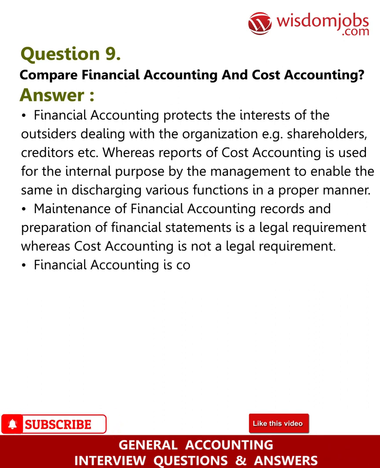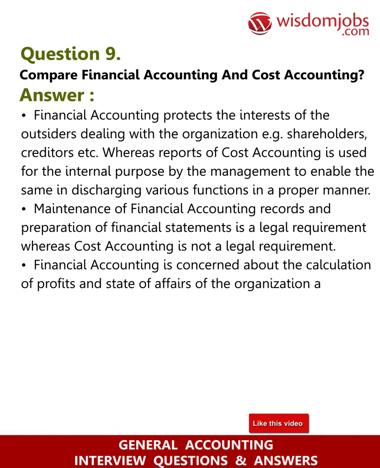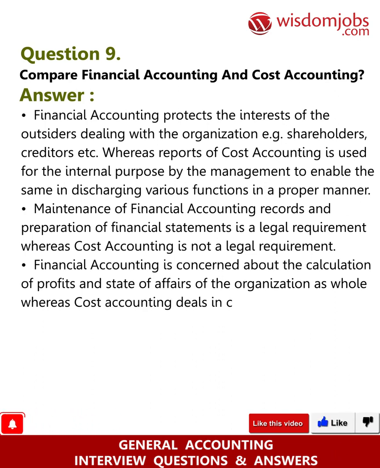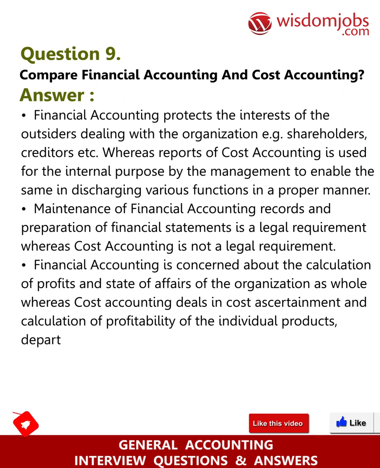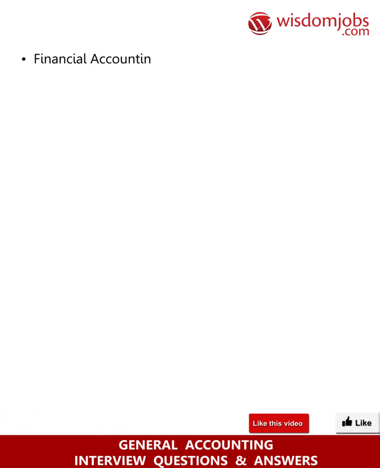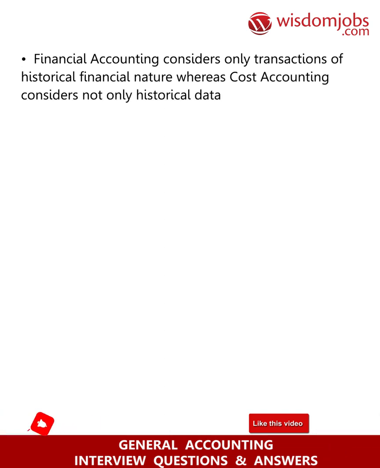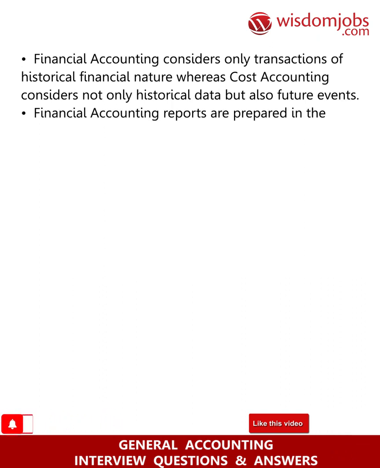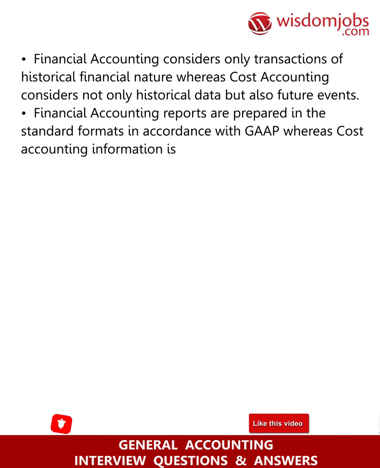Financial accounting is concerned with the calculation of profits and state of affairs of the organization as a whole, whereas cost accounting deals in cost ascertainment and calculation of profitability of the individual products, departments, etc. Financial accounting considers only transactions of historical financial nature, whereas cost accounting considers not only historical data but also future events. Financial accounting reports are prepared in the standard formats in accordance with GAAP, whereas cost accounting information is reported in whatever form management wants.